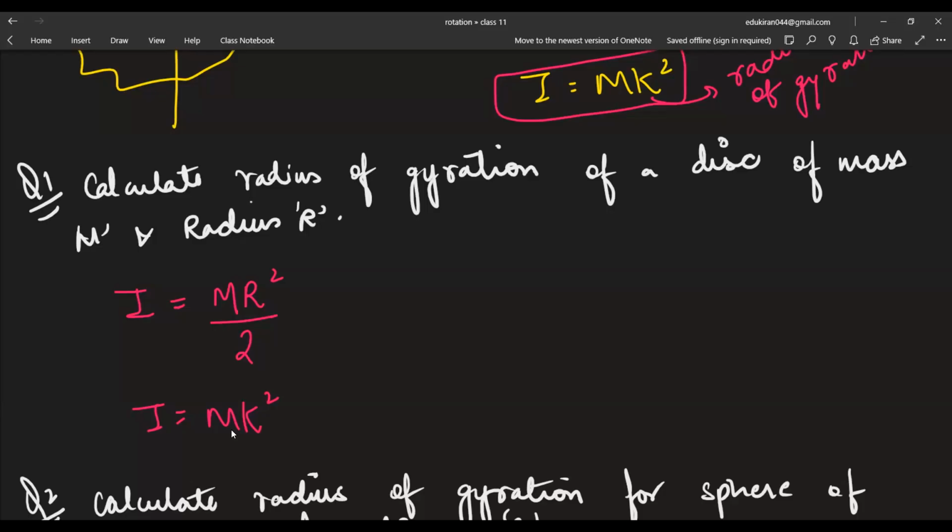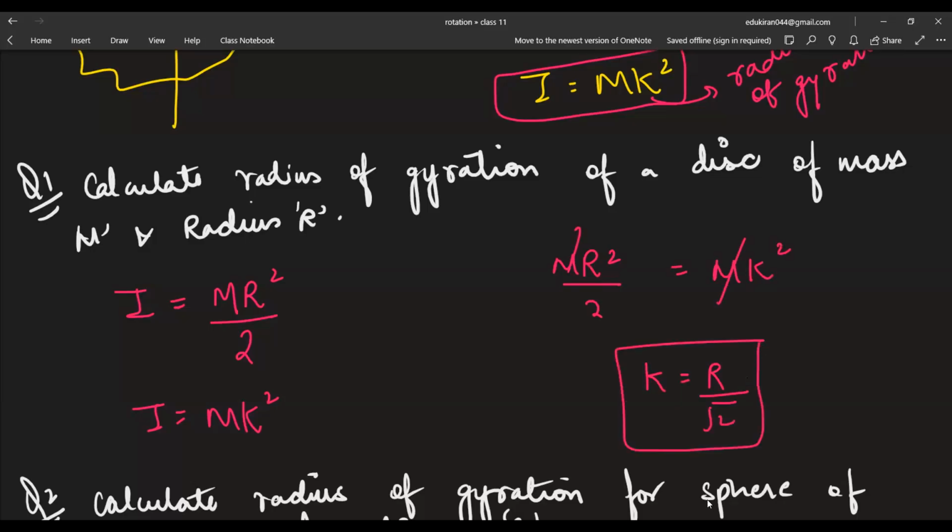So like this, you can calculate the radius of gyration. Now see, equate these two. Mr square by 2 is equal to Mk square. M cancelled. What is K equal to? R by root 2. That is the radius of gyration. That's it. This is the answer. For the sphere, you are going to answer. Okay? For the sphere. And take it as a solid sphere. But first write down all these points.